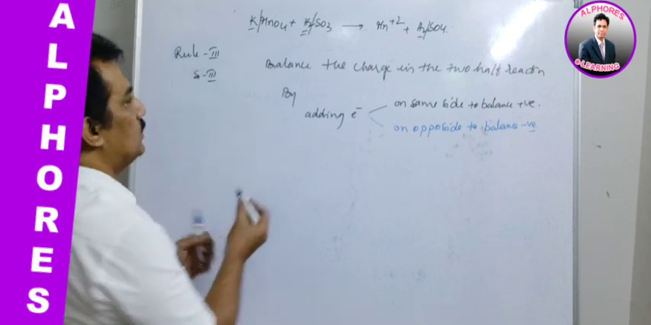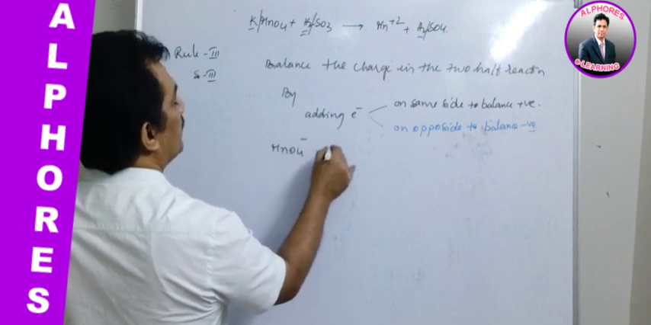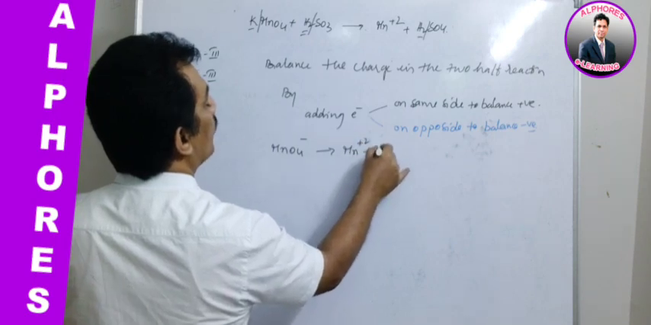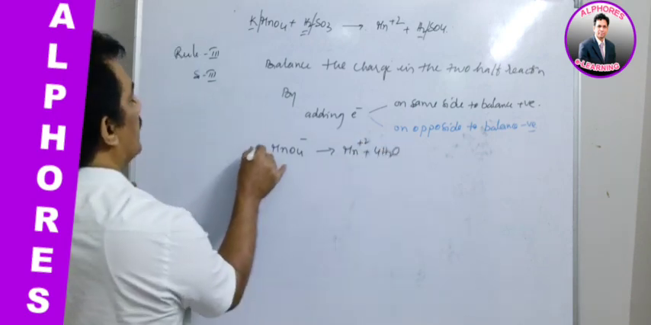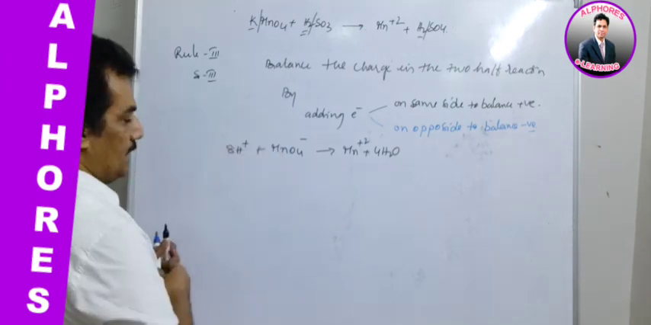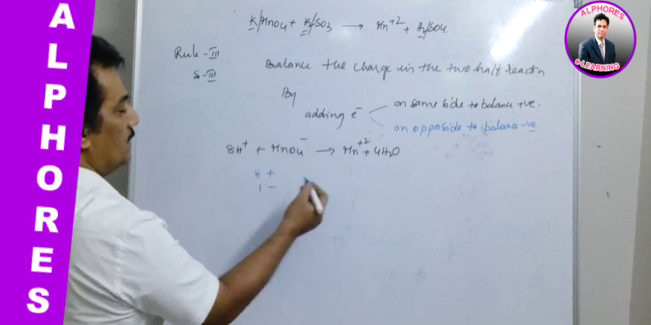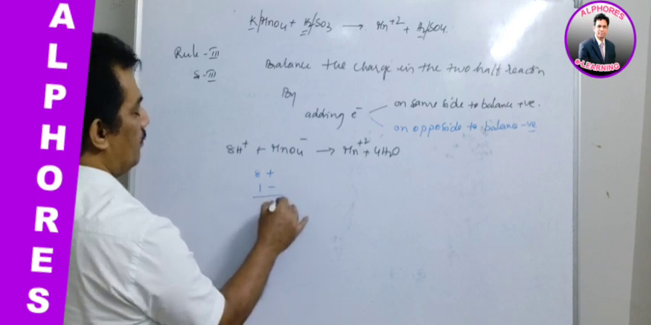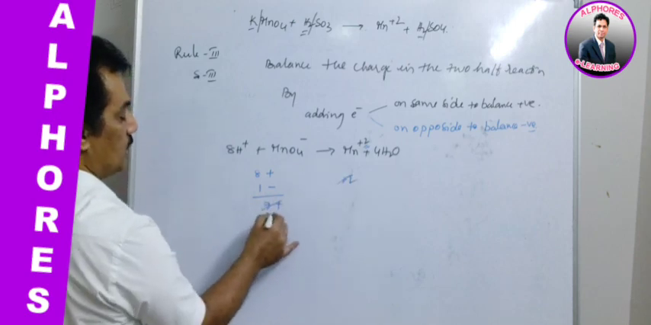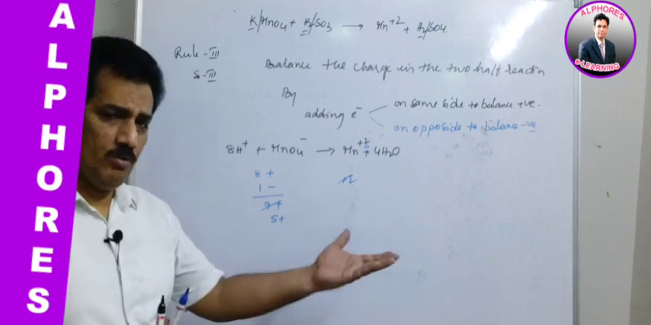And now let us write those equations. It is MnO4 minus giving Mn plus 2 plus 4H2O, and this side it is 8H plus. And now balancing charge. Here 8 pluses and 1 minus is there. Net result is 7 plus. And this side plus 2 is there. After cancelling this plus 2, here we are having plus 5. Are you getting this? You can apply your own technique.